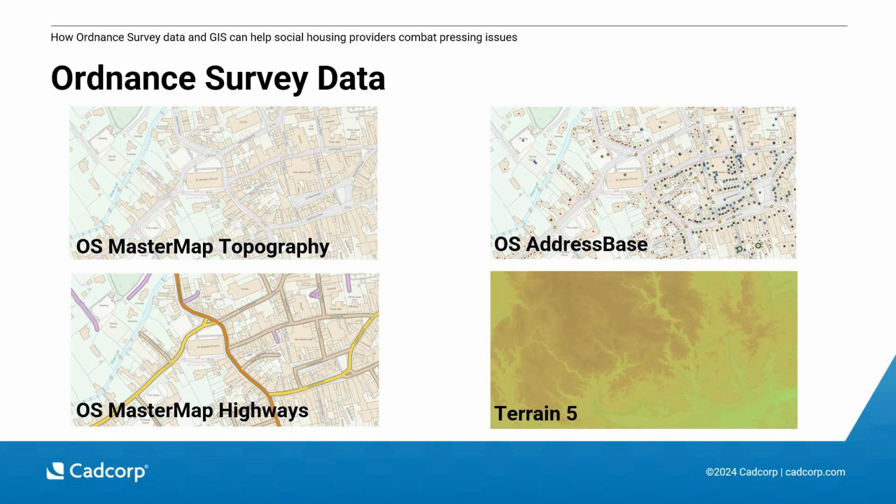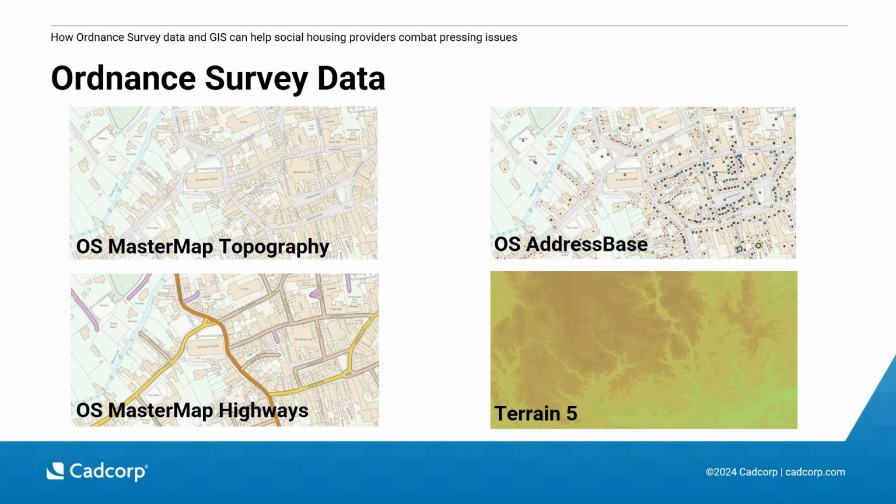The bottom left is our OS MasterMap Highways data. This provides a topological network that effectively allows you to provide routes across the organization. So routing in terms of how far residents can get from A to B to make sure that you've got community facilities within those particular areas, but also can be used internally for your repairs team. So your repairs teams might look at the routes that they've taken over time and go, actually, can we be more efficient in the way that we work? And the OS MasterMap Highways data provides the ability to do that.